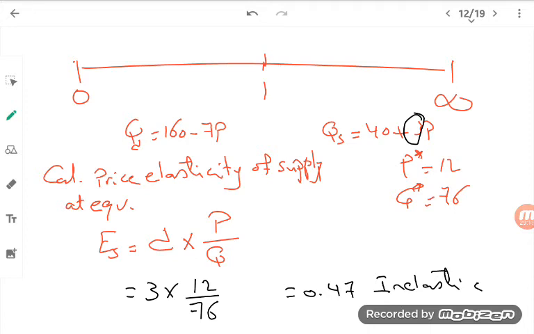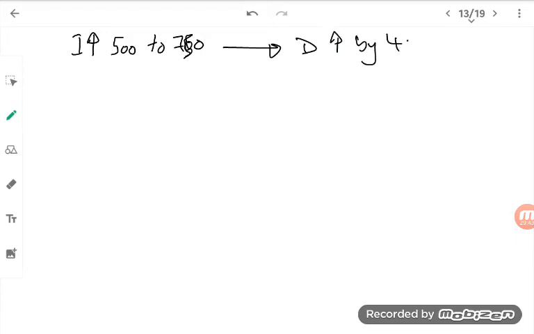Using the same example, if you know that consumer income is going to increase from 500 to 750, as a result, demand is going to increase by 40 at each price level. What is the new equilibrium price and quantity? In order to find the equilibrium price, we have to first find the new demand function.